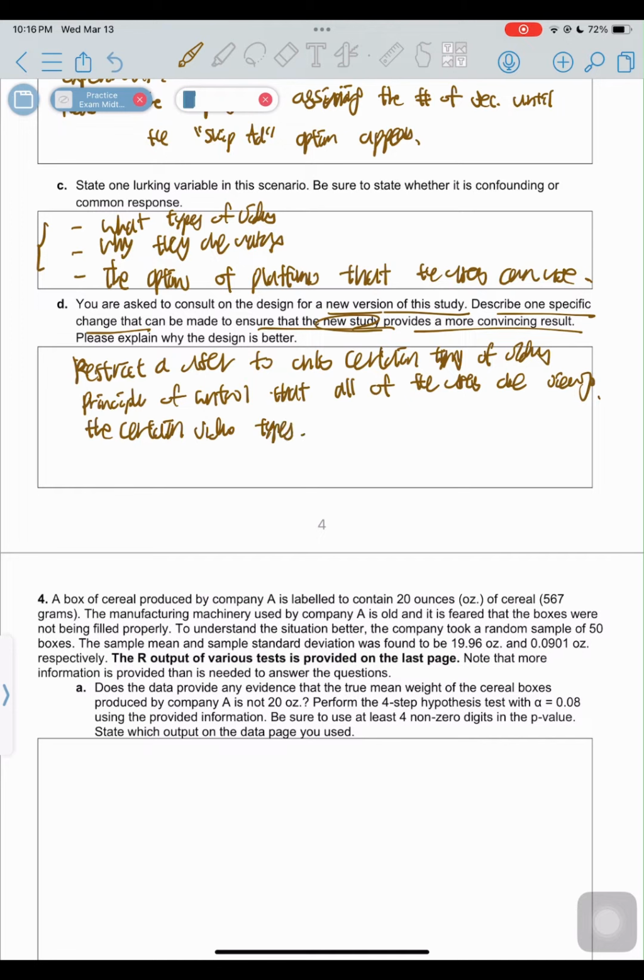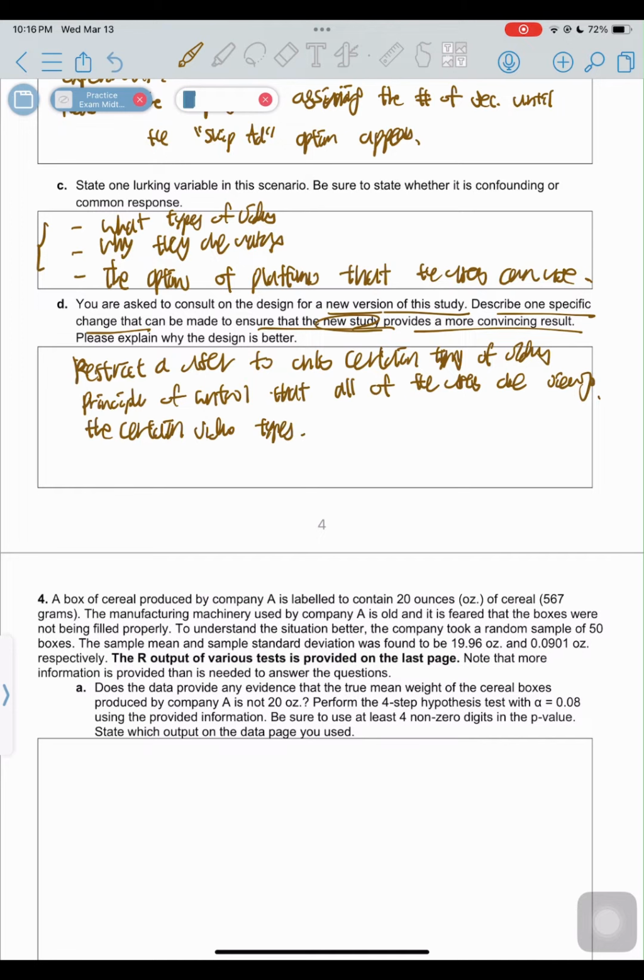You can do the reason. If I just think again, I guess you can do the reason. So if you do the reasoning, this will also help the principle of control, that all of the users are viewing the videos for the same reason. So you can do that. So any of the mentioned above for the lurking variables, you can use that to elaborate on part D.